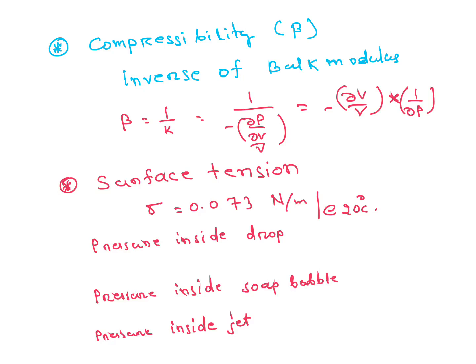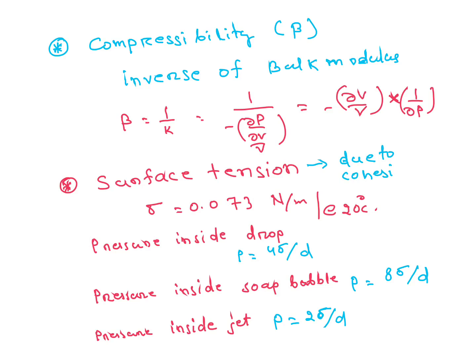Pressure inside a liquid drop, its value is P equal to 4 sigma by D. Then pressure inside a soap bubble, P equal to 8 sigma by D. And pressure inside a liquid jet, P equal to 2 sigma by D. All three formulas are useful in solving questions. They will ask in problems. And one more thing is important, theory: surface tension is due to cohesion only. This is also important.